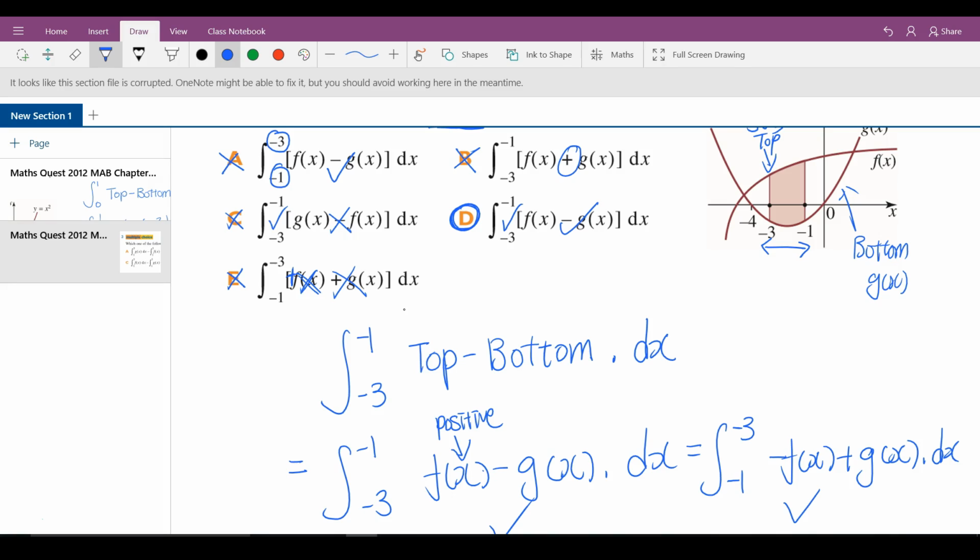So the correct answer will be D. All right. This is fairly straightforward. Okay, let's go into question 5.